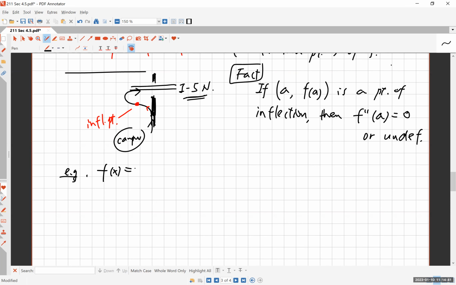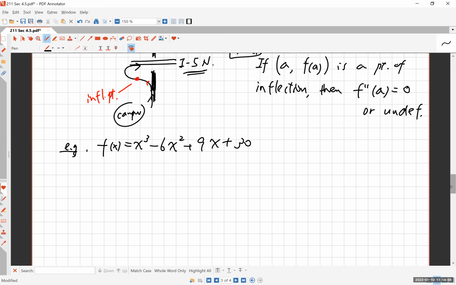Here's another example of this. This is similar to another example we considered earlier, the polynomial function of degree 3: x cubed minus 6x squared plus 9x plus 30. Okay, let's find points of inflection.